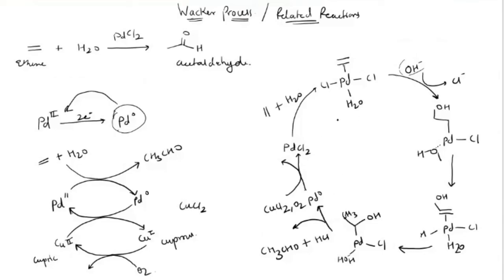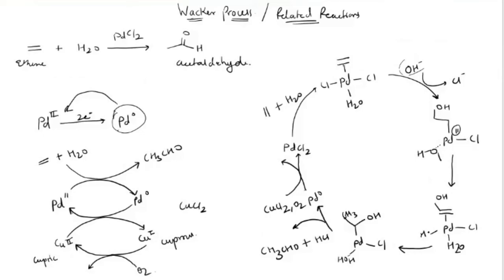So what is the process? In the first step, we will get a complexation of water and ethene with palladium chloride. Then attack of OH minus, this nucleophilic attack on the organic molecule. So chlorine will be released here. Again, the oxidation state is 2.